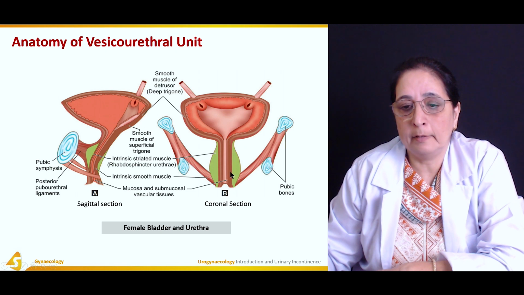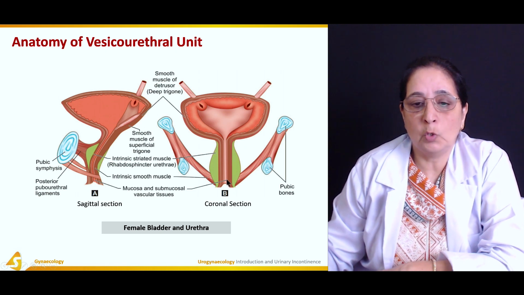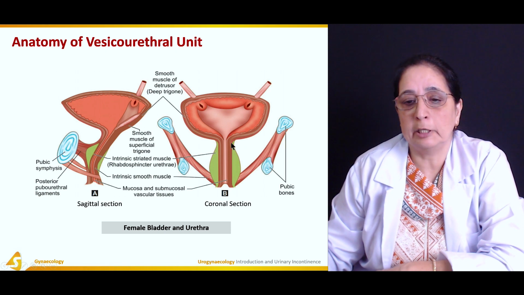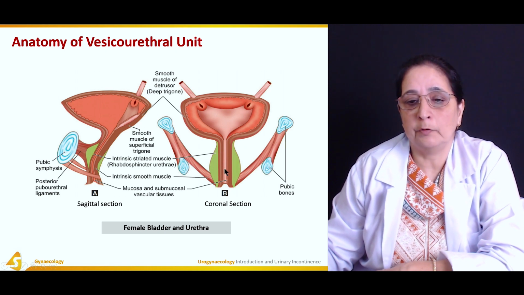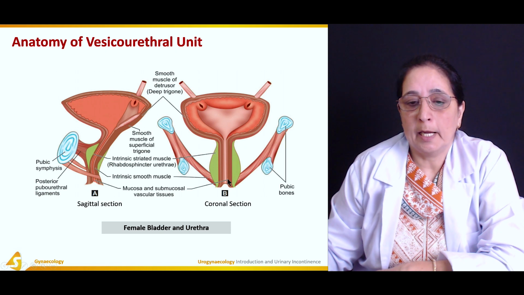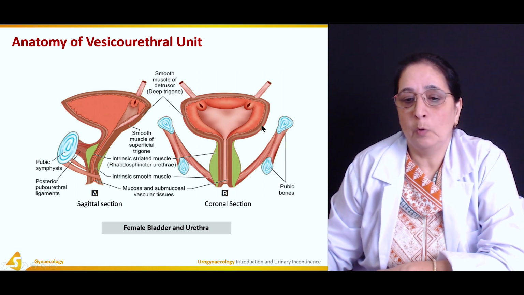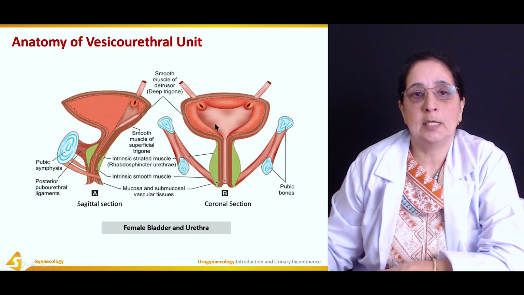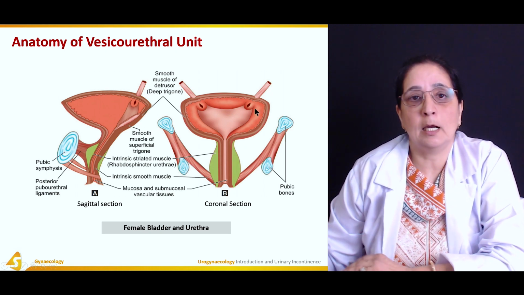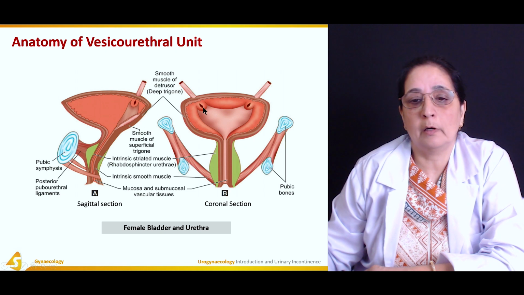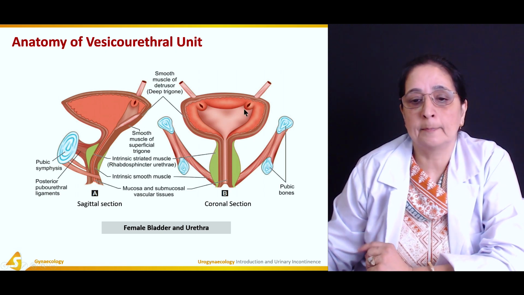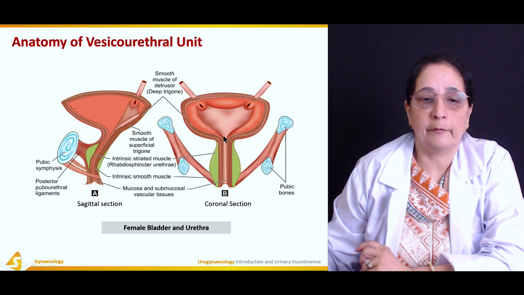And then here we have the submucosa and mucosal vascular tissue surrounding the urethra. So mucosal and submucosal tissues, and striated muscle. The trigone is made up of smooth muscle, and it is a triangular structure made up of two ureteral orifices and one urethral orifice.